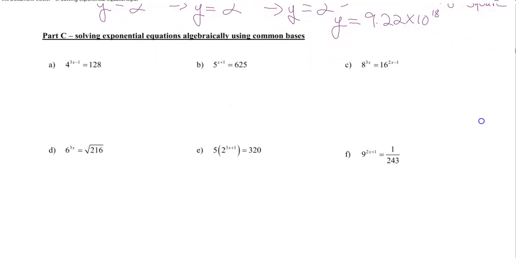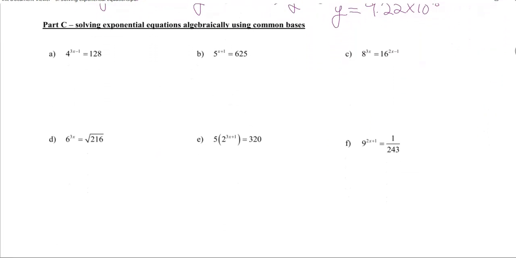Part C, using exponential equations, solving algebraically. So we need this common base, right? In order to algebraically solve an exponential equation, we have to have a common base. So we're going to ask ourselves, can 128 be expressed as a power of 4? You kind of think, well, I got 4 and I got 16 and I got 64, so no, I'm not going to get 128. But 4 can be expressed as a power of what number?